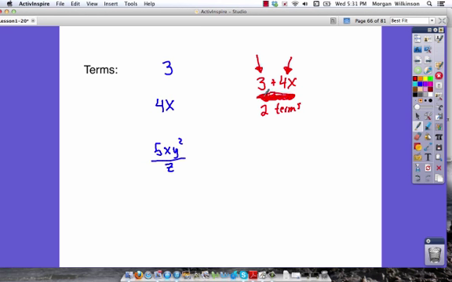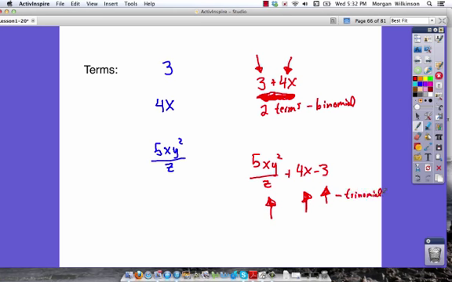That's two terms. Let's say we had 5xy squared over z plus 4x minus 3. How many terms do we have there? Well, hopefully you said we have 3 terms because we have one term here, we have one term here, and we have a final term here. So it's important we can identify single terms and when we have an expression that has multiple terms. 2 terms would be a binomial, and 3 terms would be a trinomial. Those are the most common types of expressions that we see.